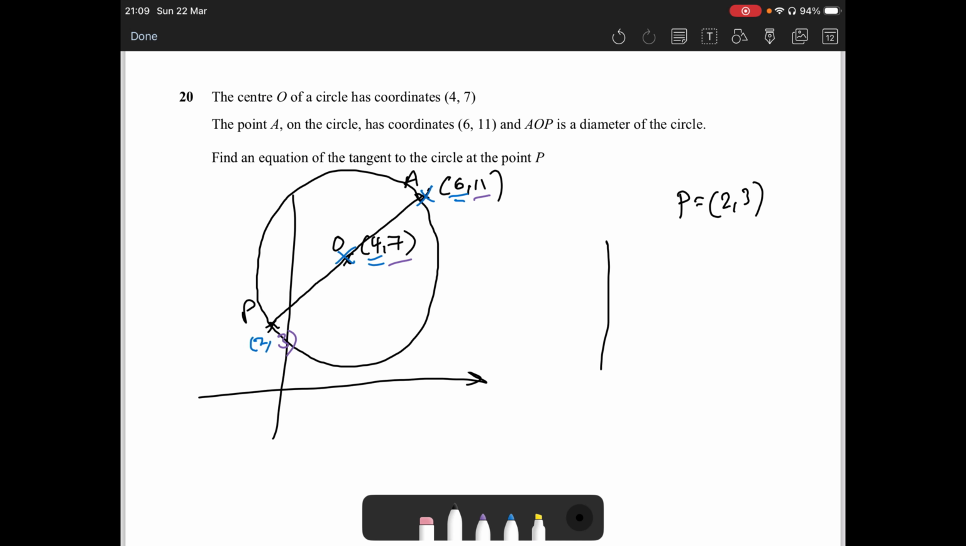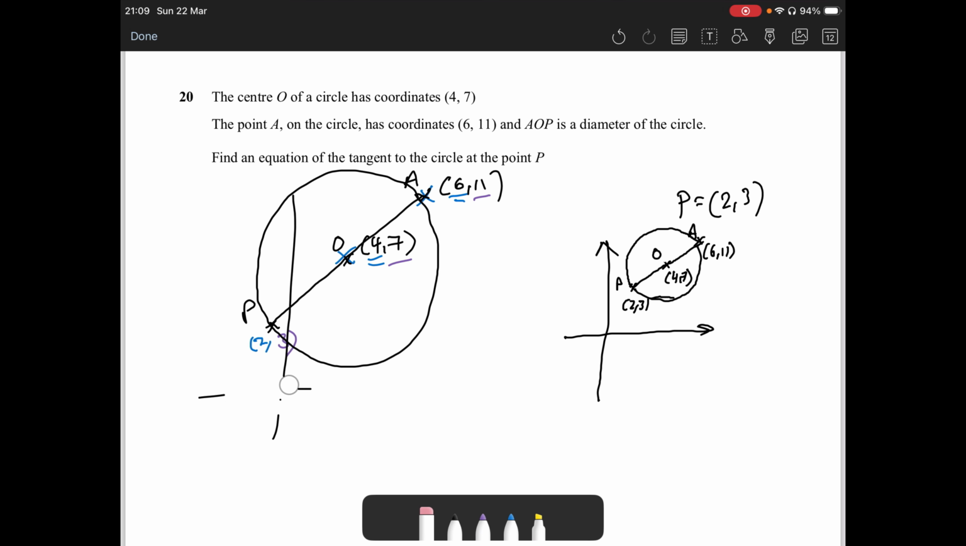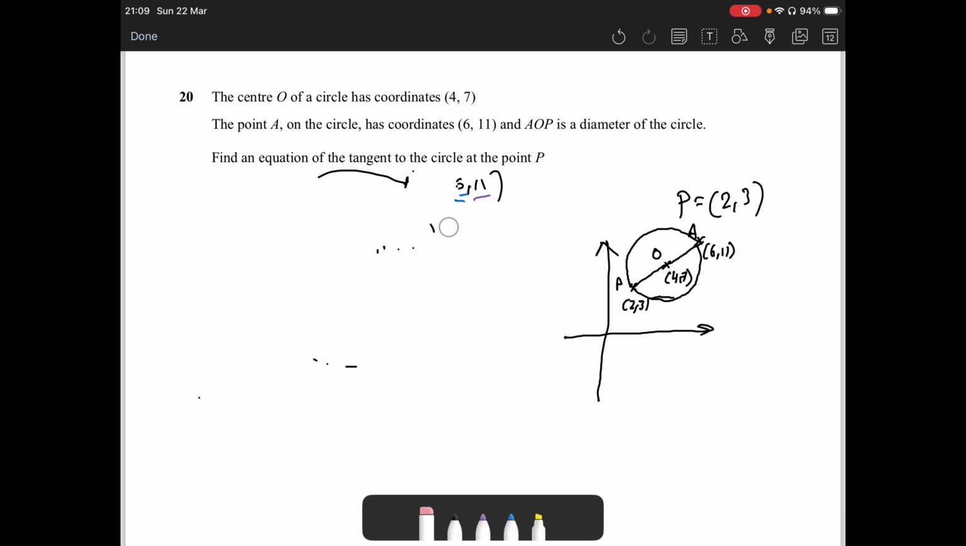Now, to make my life a little bit easier, in light of the fact that P is a positive pair of coordinates, it might be wise to do a better sketch. So, yeah, you've got your P, you've got your 2, 3, you've got your 4, 7, which is O, and then you've got your A, which we said was 6, 11. This is a much better sketch if I don't mind saying so myself. You don't even need a sketch, to be honest, but it helps me wrap my head around what the question's asking me. So we started by finding point P.